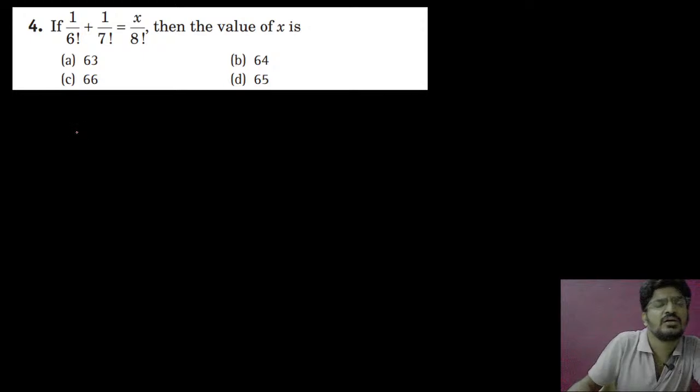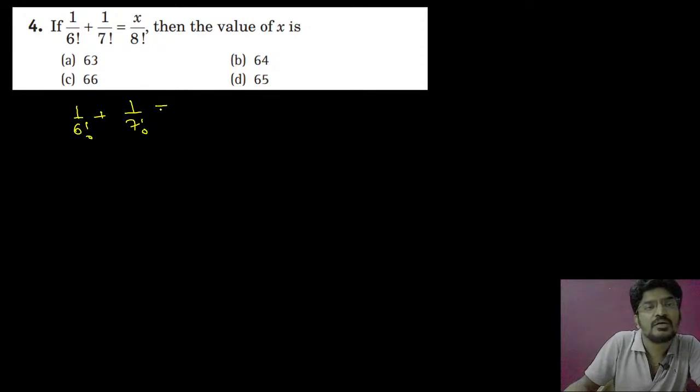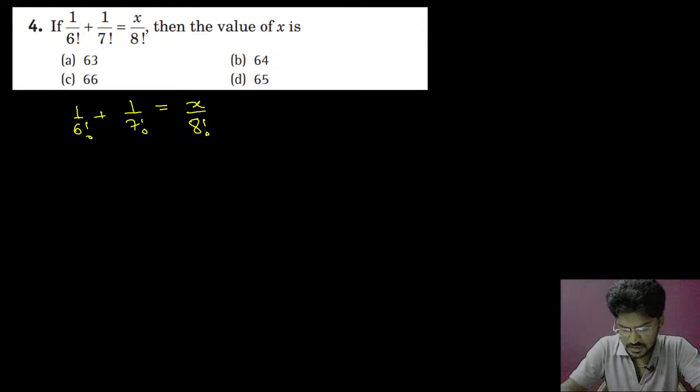So now here you have 1 by 6 factorial divided by 1 by 7 factorial, x divided by 8 factorial. So till now I have not got any answer.